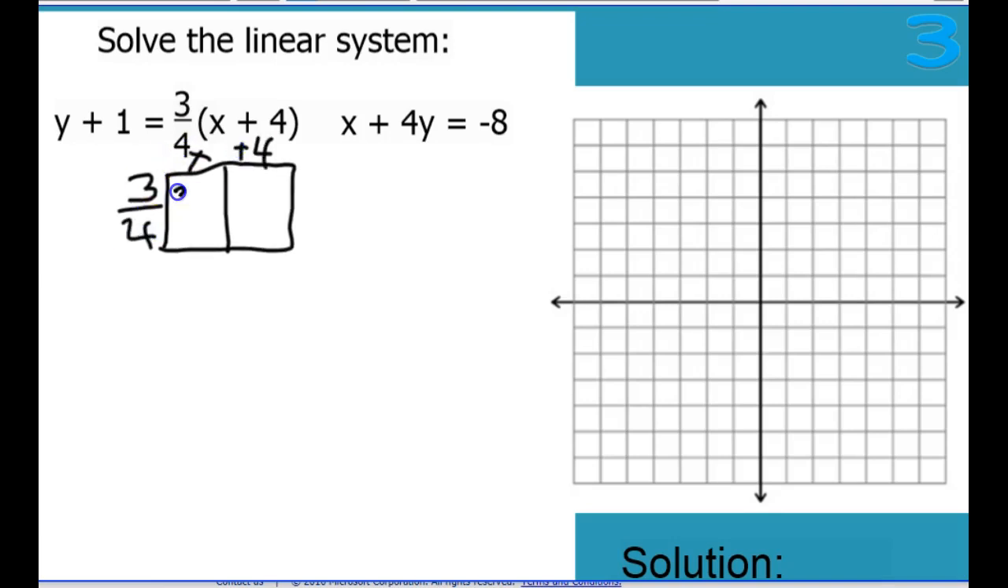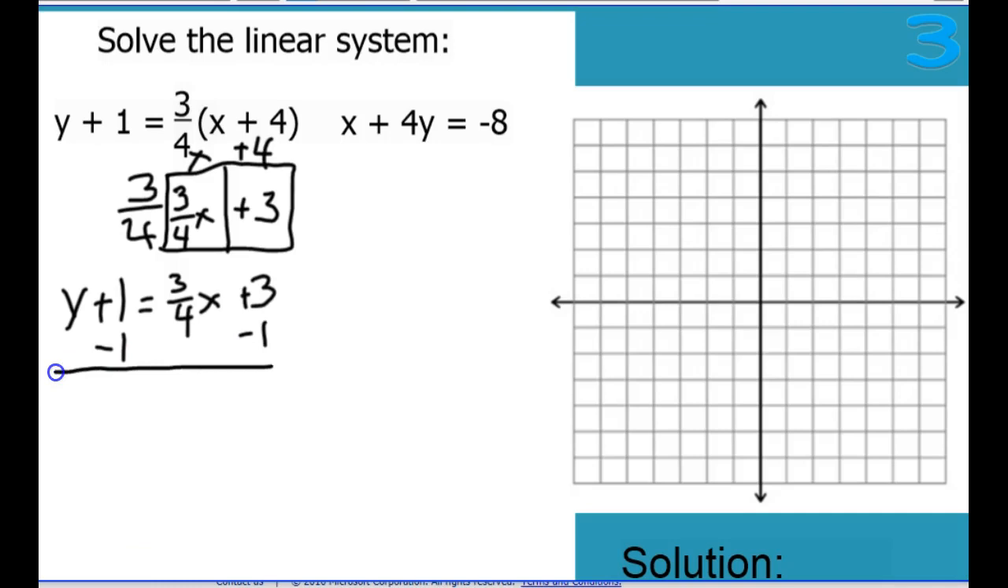So 3/4 times x is 3/4 x. And 3/4 times 4 is positive 3. So then we have y plus 1 equals 3/4 x plus 3. To get it into slope-intercept form, we need to get y by itself. So we need to subtract 1 and subtract 1. So we get y equals 3/4 x plus 2.